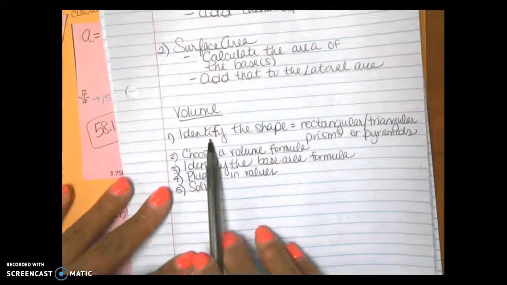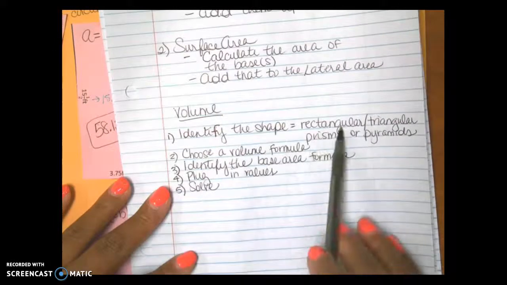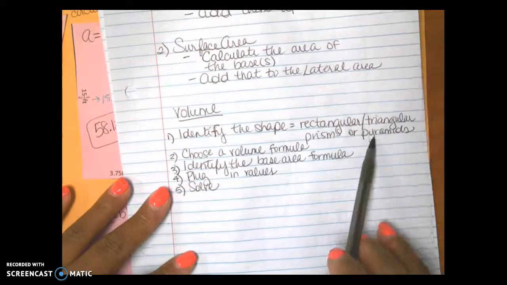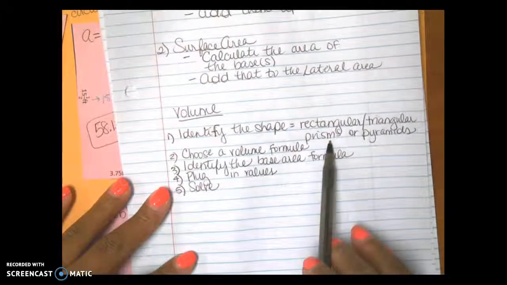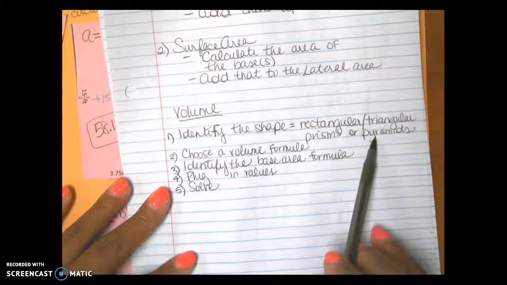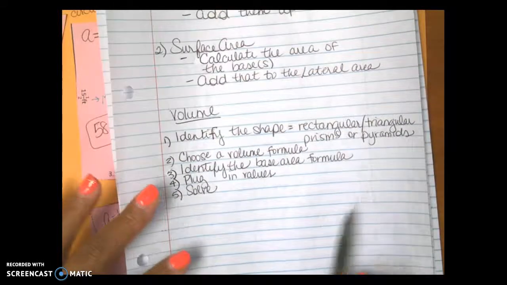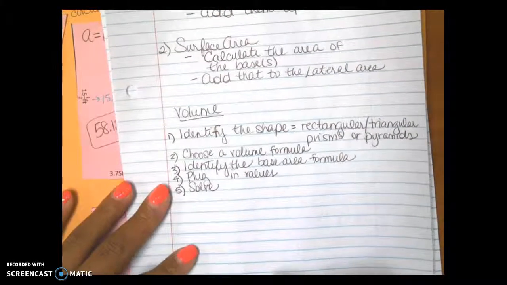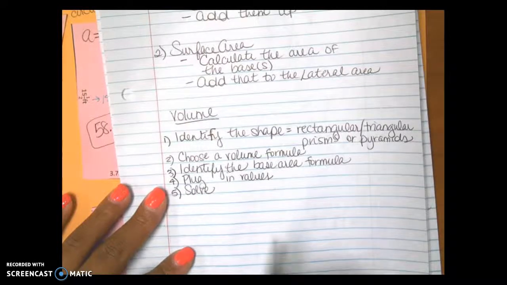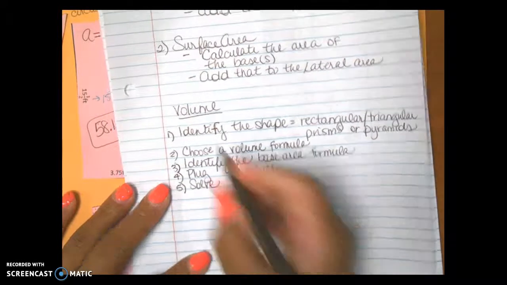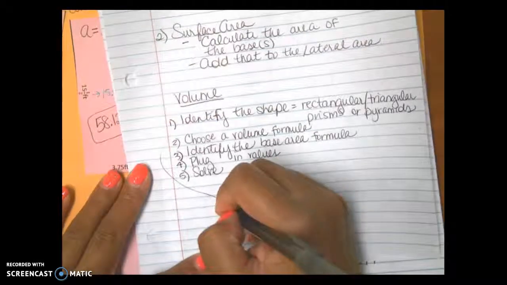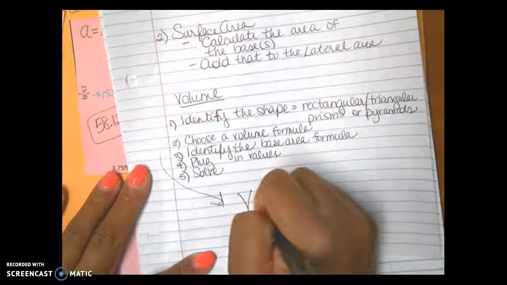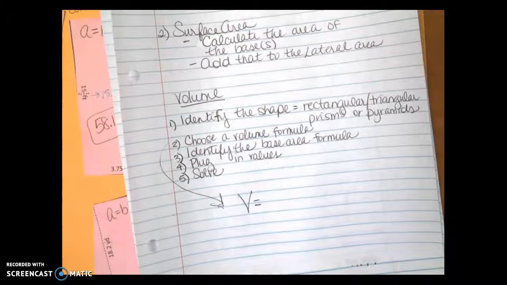Volume, when you're calculating volume, identify the shape. It's either a rectangular prism or a rectangular pyramid, or a triangular prism and a triangular pyramid. Those are the only 4 things that you're going to be tested on the 13th. Choose an appropriate volume formula. What were the formulas for the volume of a prism? And I need them to be said correctly.